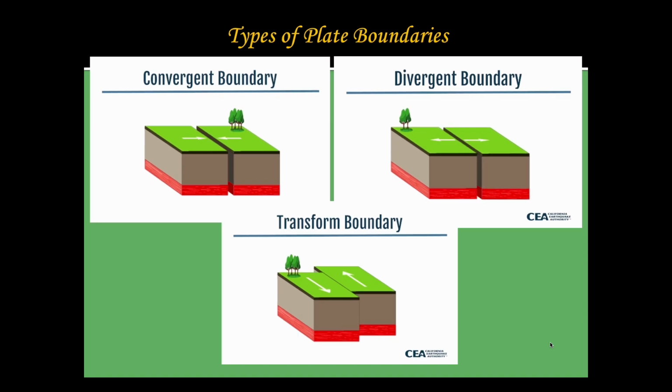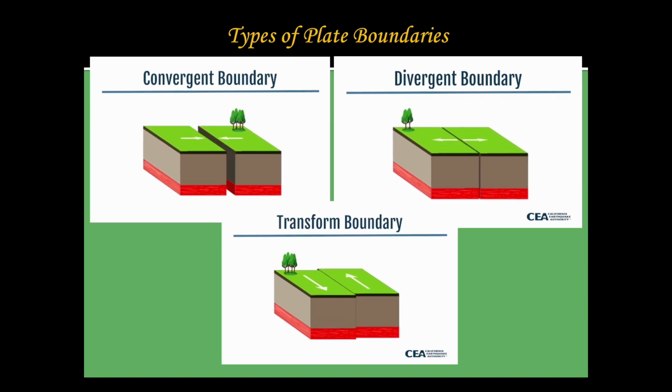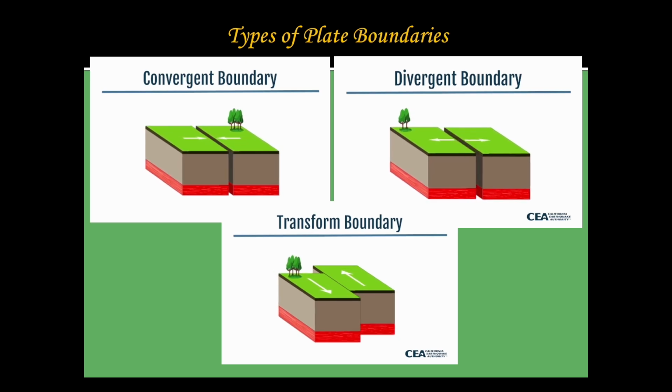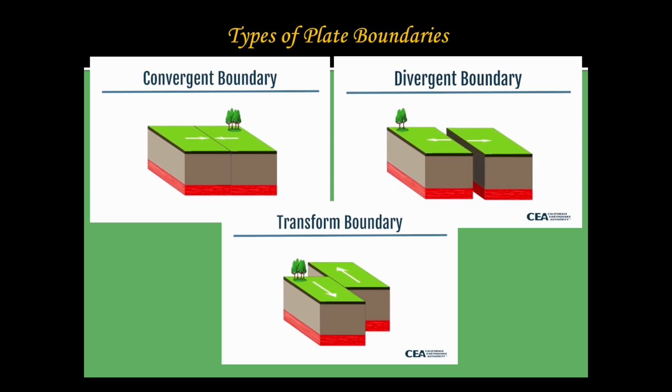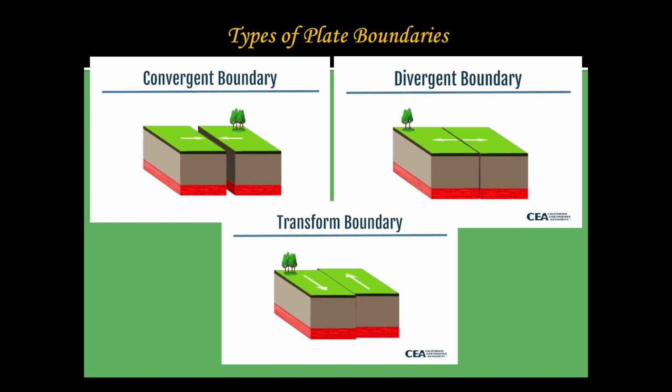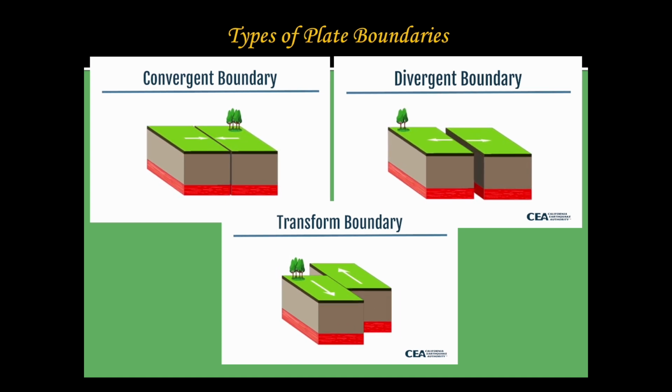There are three basic movements of these plates. Convergent: when two plates come close together, we call it convergent. Divergent: when two plates move away, then it is divergent. Transform: when two plates slide past one another. The important thing to notice is that most of the volcanic and earthquake activity occurs in plate margins or plate boundaries.